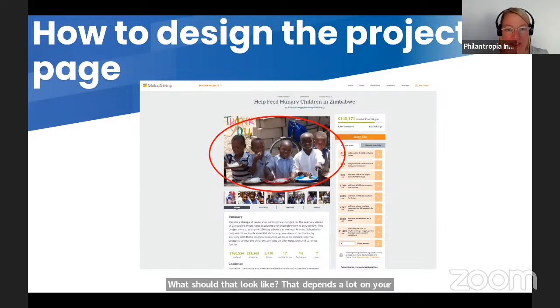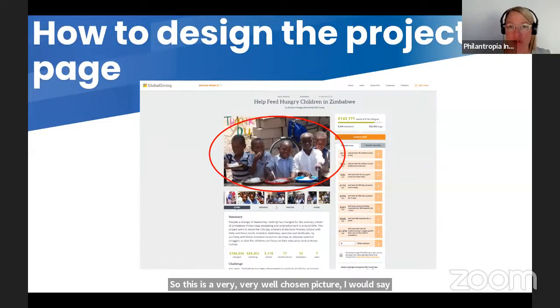I think this picture is really nice. It has kids, which everybody likes. It has smiling kids, which is great because you really want to have something positive here. And they all look very openly into the camera. It shows what the project does. It feeds children. So this is a very, very well chosen picture, I would say.